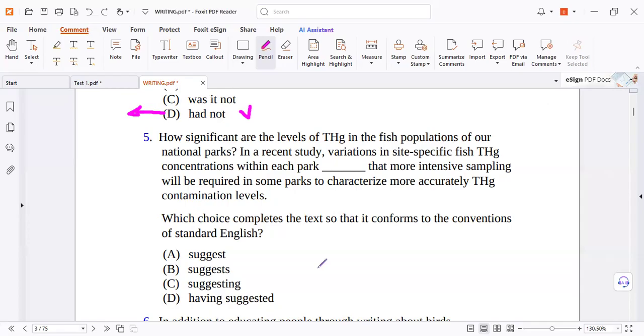Why? Because the subject is variation. So suggest fits variation most. It means subject-verb agreement. So you need a verb, right? Yes. This is a phrase, present participle. Do you remember when I told you having plus past participle is called the absolute phrase? Imagine it as a present participle phrase. So you don't need a phrase. So I need a verb. Which one is the verb? You go to the subject as you did, right? That's correct. That's what I need.